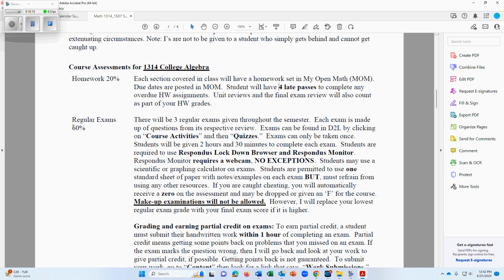Our regular exams will be 60%. And so there'll be 3 regular exams throughout the semester. Each exam is made up of questions from its respective reviews. So just keep that in mind.